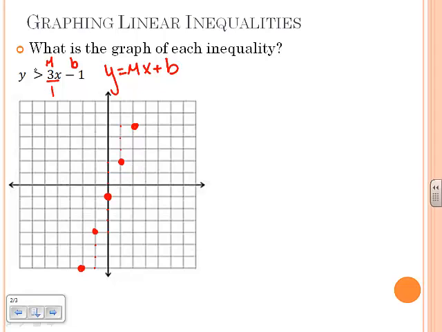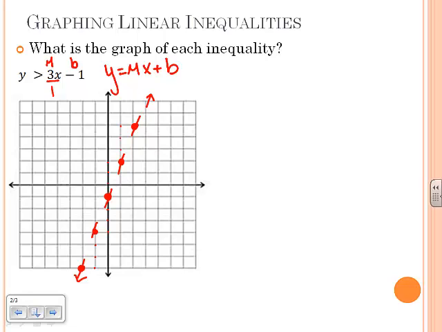So now we're going to look at the inequality sign. Because this is not equal to, we are going to draw a dashed line through our points, moving from one end of the graph to the other. Make sure that your line covers the entire length of the graph.